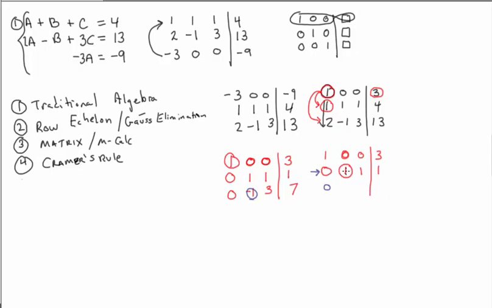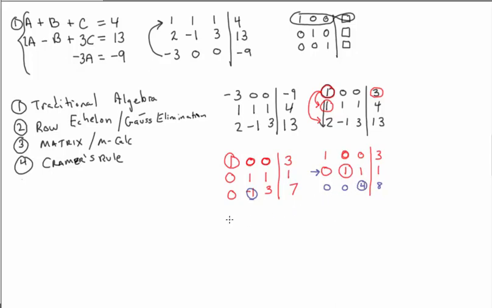1 times a 1 is 1. Add it to the second row, I get that 0 that I need. And then the 1 plus a 3 is going to give me a 4. And then the 1 plus a 7 is going to give me an 8. So we're in real good shape here. So you see that we've got to make this 4 a 1.